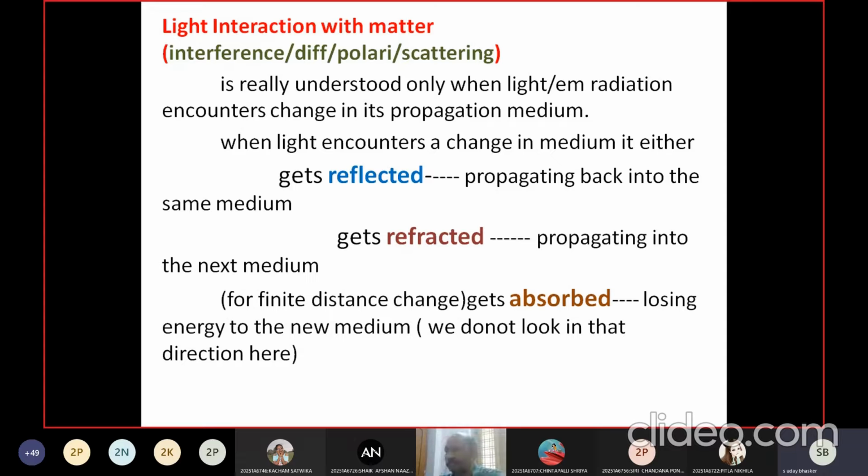is also part of reflection. Polarization is a part of refraction and absorption combined.